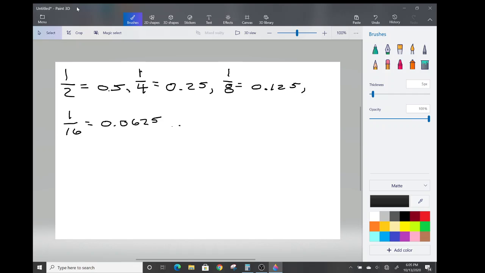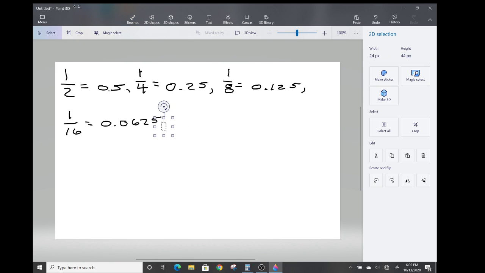Boy, I'm really messing this up, aren't I? Well, okay. Now we can erase this. All right. So that's 1 over 16. What about 1 over 32?